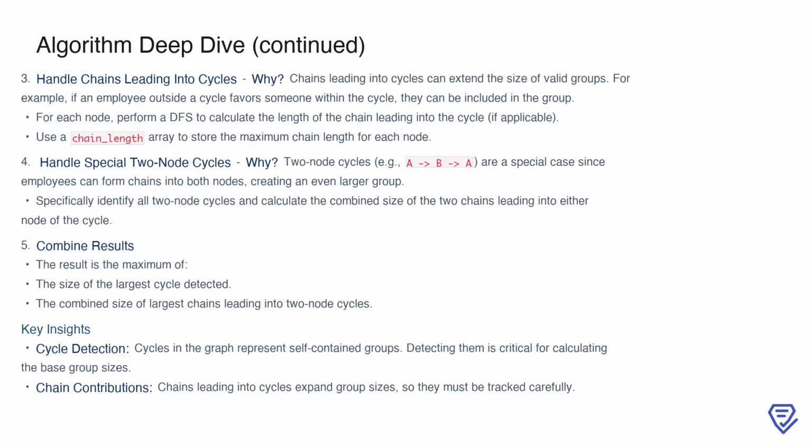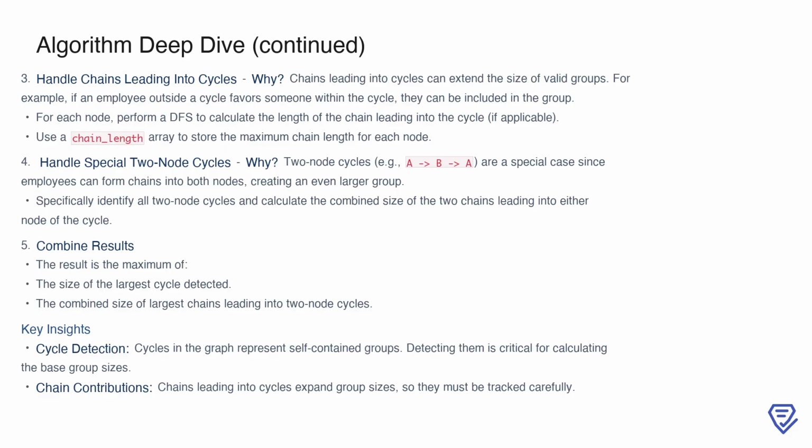Another important case to consider is two-node cycles, such as when employee A favors employee B, and employee B favors employee A. These cycles are unique because chains can lead into both nodes, significantly increasing the group size. To address this, we specifically identify two-node cycles and calculate the combined size of the chains leading into both nodes.